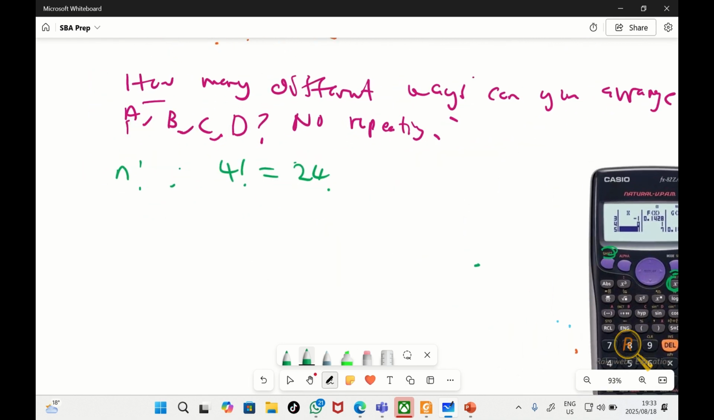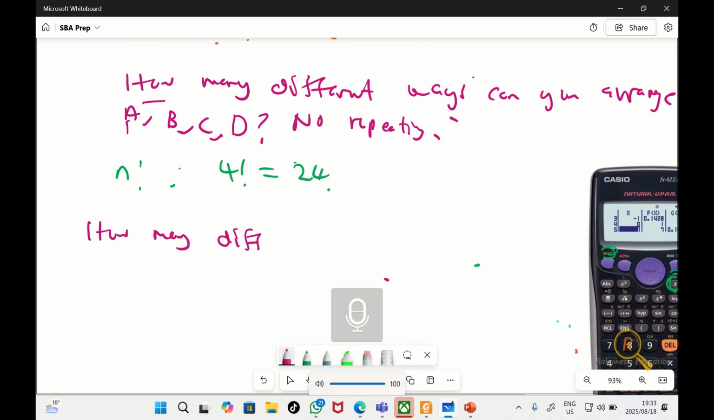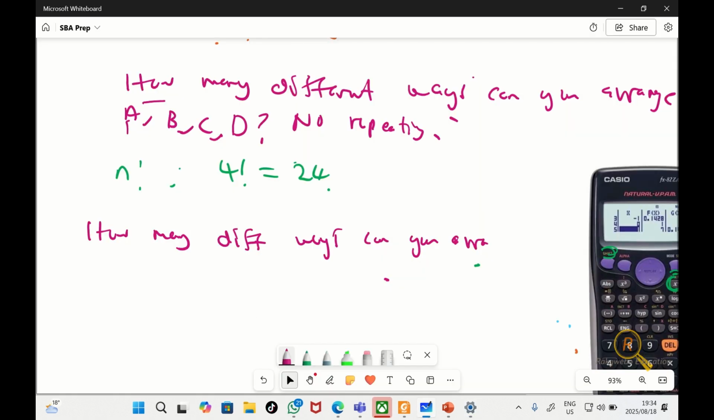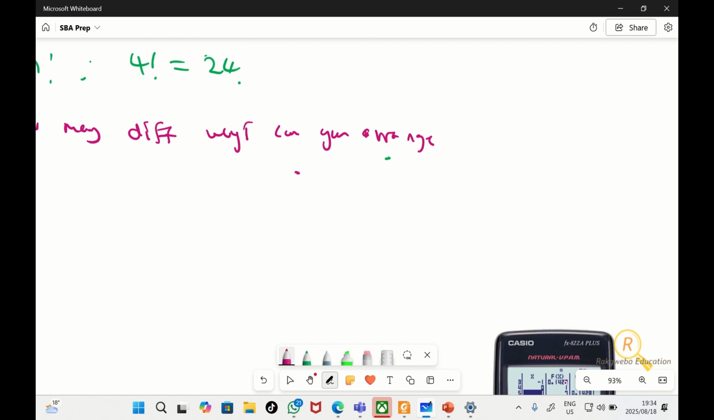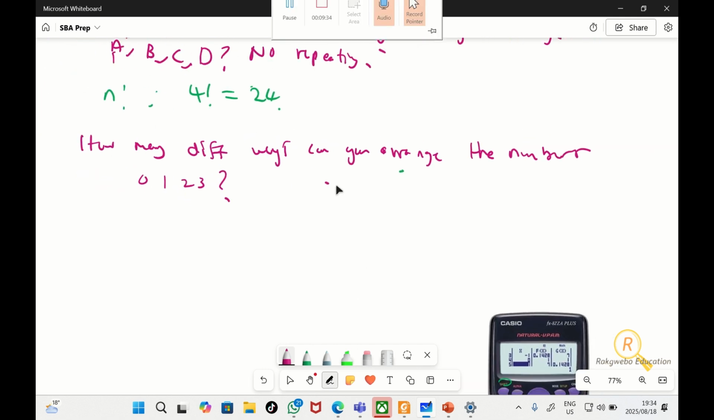One last question under this example. How many different ways can you arrange the numbers 0, 1, 2, 3? Yes. Let's go. 30 seconds. So I'm saving this first.